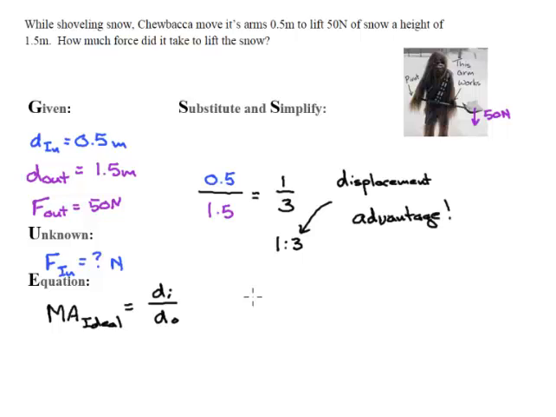So if Chewbacca has an advantage when it comes to displacement, it means he has a disadvantage when it comes to forces. And so I'm going to use mechanical advantage real, which I know equals 1 over 3 to equal force out, which I'm told is 50 newtons of force. But my question is, how much force does Chewbacca need to apply? Force in. If I cross multiply, I find that the force in equals 150 newtons of force.